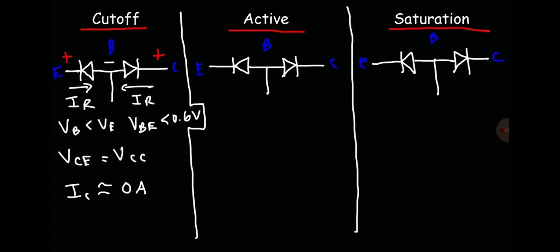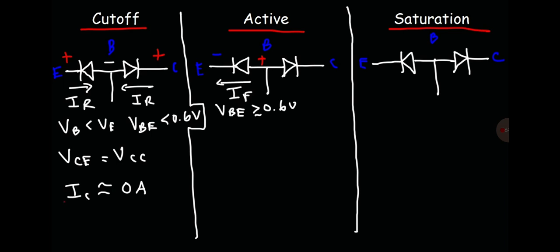Now, in the active region, the potential at the base is going to be greater than the potential at the emitter. And it has to be, VBE has to be more than 0.6 volts, or it should be equal to or greater than 0.6 volts to be more specific. When that happens, the transistor is going to be in its active state, and now the base emitter junction is in forward bias mode.